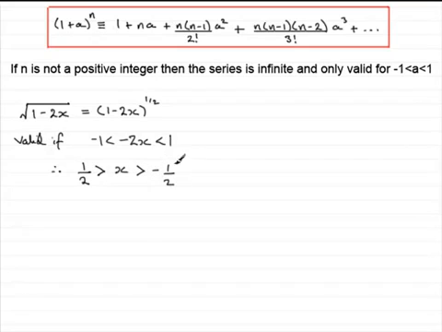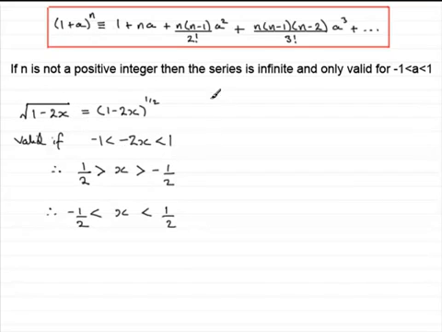Now what we have here is that this number is less than the number over here, so you should always have the smallest number in an inequality on the left hand side. So we can swap this round, and we get that minus a half is less than x, which is less than a half. In other words, x lies between minus a half and a half for the binomial expansion of the root of 1 minus 2x to be valid.